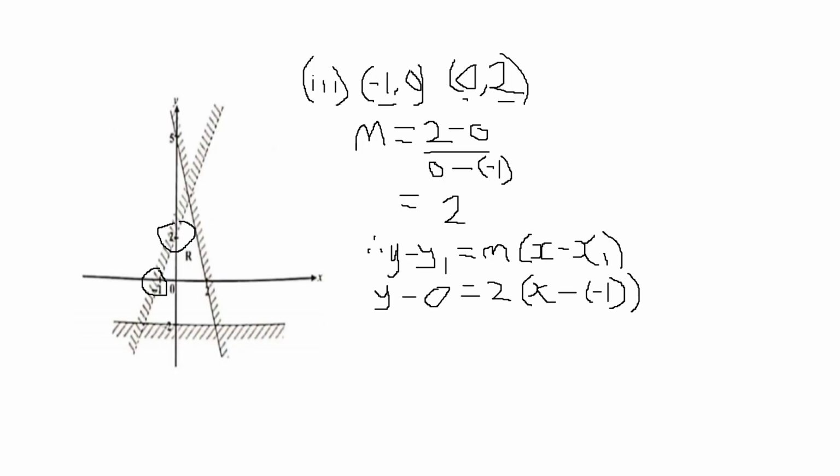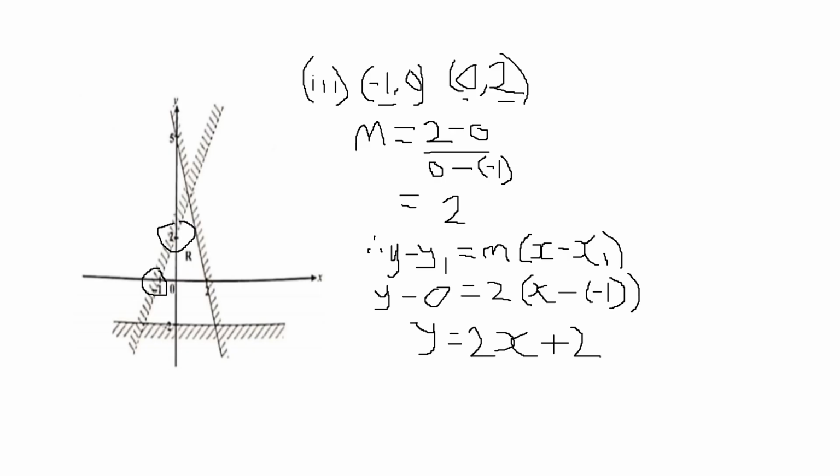Then y minus 0, you get y equal to 2 times x, that is 2x. Then negative and negative 1 there is positive 1 multiplied by 2. We are going to have positive 2. Okay. After that, then we check the unshaded part of y.